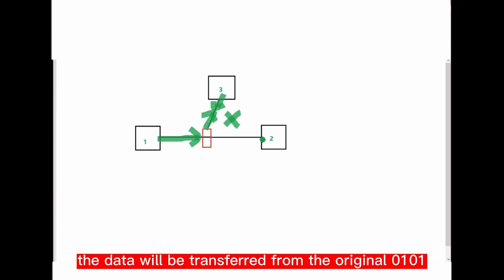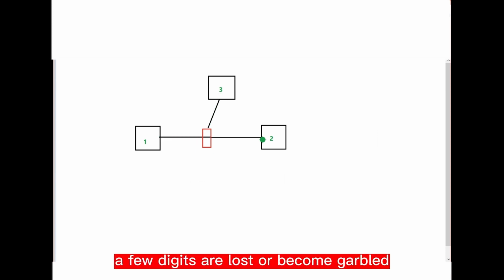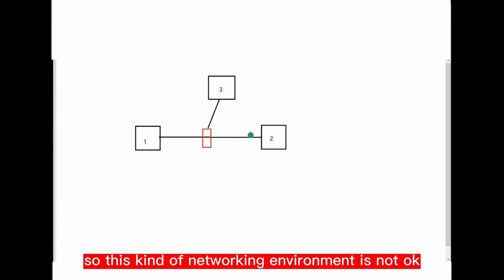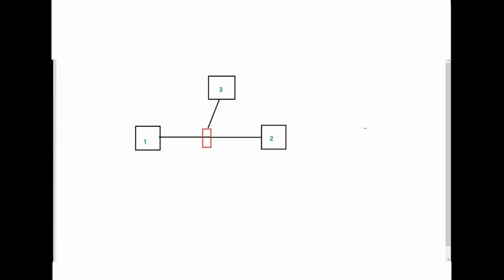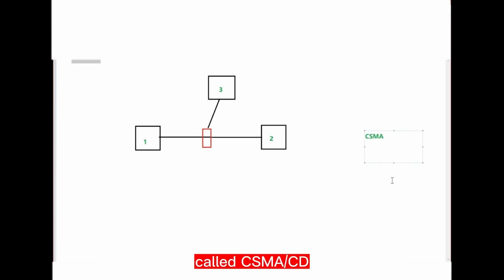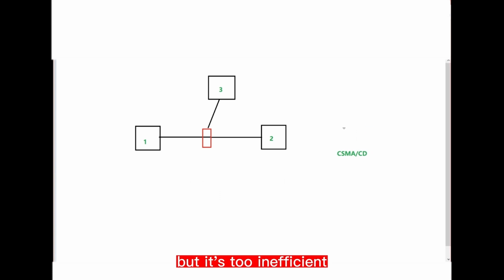The data will be transferred from the original 0101, and may be lost in the middle. A few digits are lost or become garbled. It's not complete. So this kind of networking environment is not okay. The transmission utilization rate is relatively low. Of course, we also said before, there is a technology in the collision domain called CSMA/CD. It can solve problems in collision domains. But it's too inefficient.